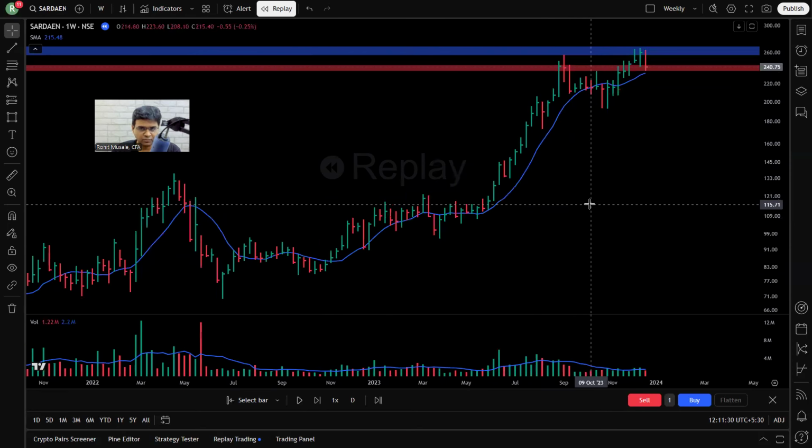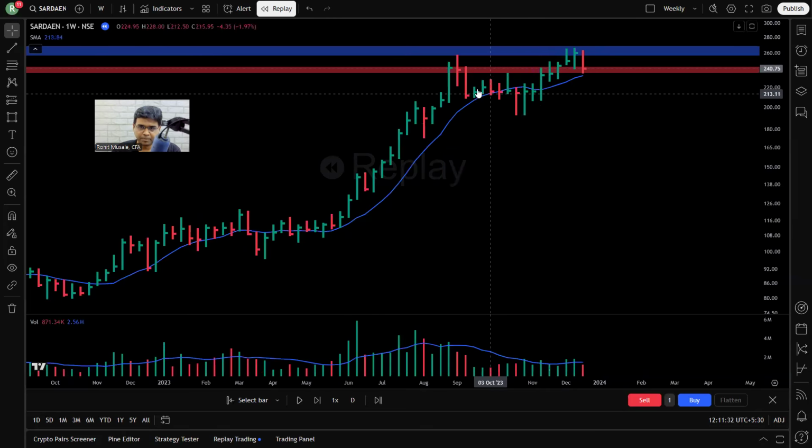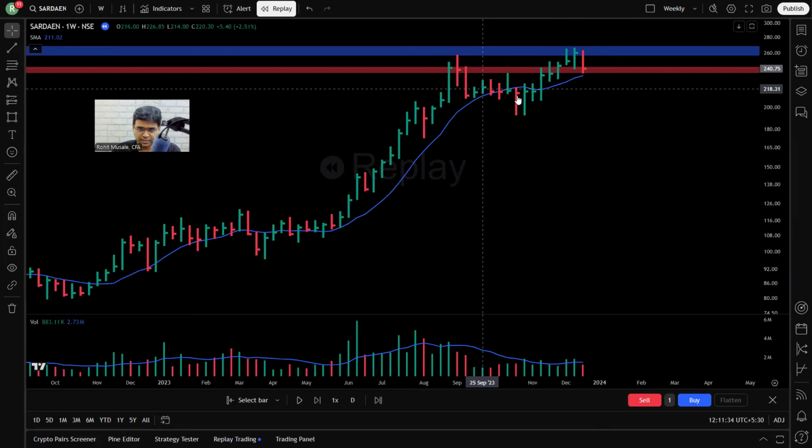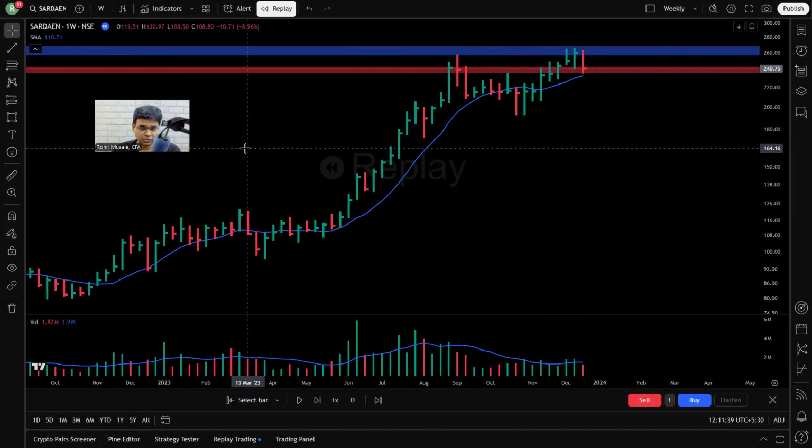But since we are looking at the weekly, pay attention. Look at the tight closing prices. That is what I like about this base, but I don't like the fundamentals of the stock.